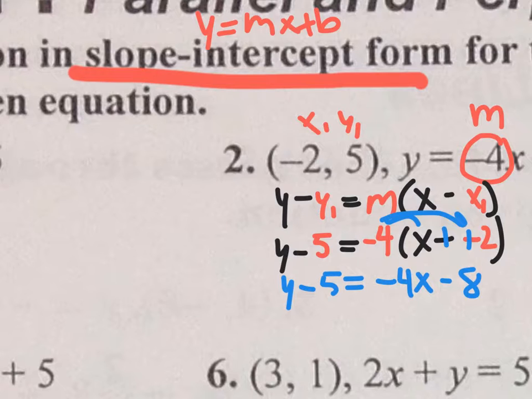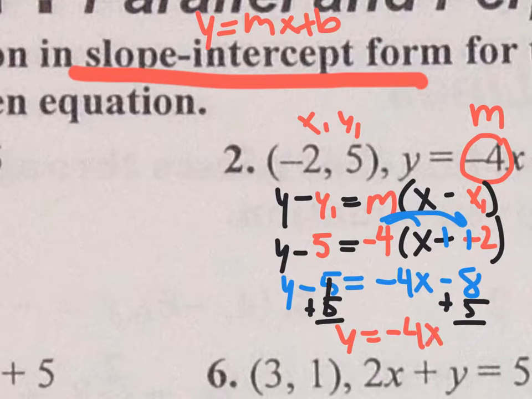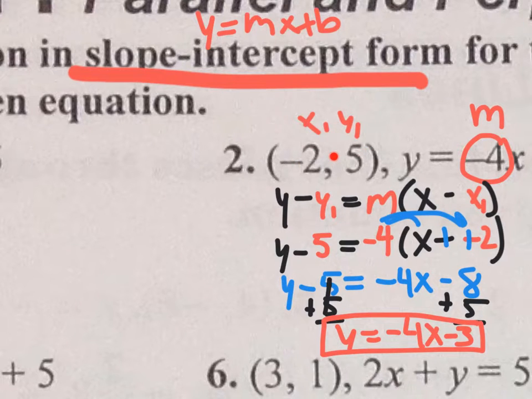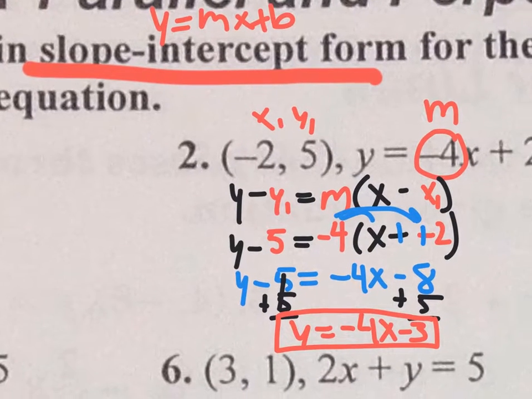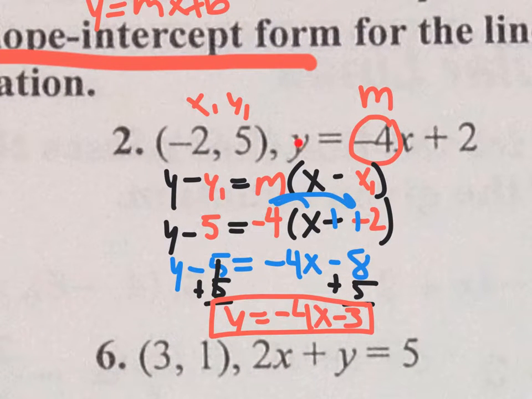And ladies and gentlemen, the only other step I need to do to get y by itself is what? Add 5. So you're going to go plus 5 here, cancels, plus 5 over here. And your final answer is y equals -4x minus 3. This is your answer. That's your equation that passes through the point -2, 5. And it also has a slope of -4, which means that it's also parallel to the original equation they gave you up here, the original one.